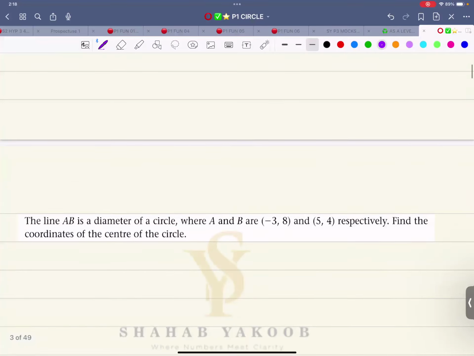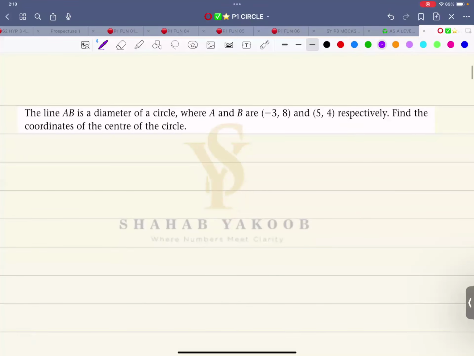Now let's start with the basic idea. Here is the question. I'll show you the question, I'll let you think, I'll let you digest it, and then I'll show you the solution for the starting questions, for the basic appetizer type of questions. So now the first thing is, let me highlight this. The line AB is a diameter of the circle where A and B are such and such. Find the coordinates of the center.